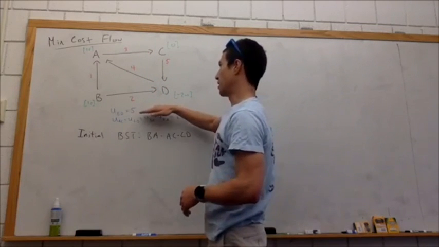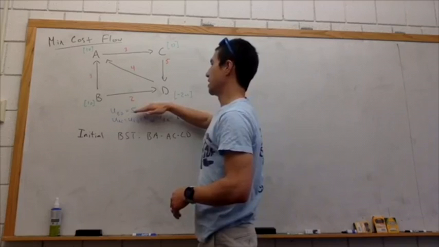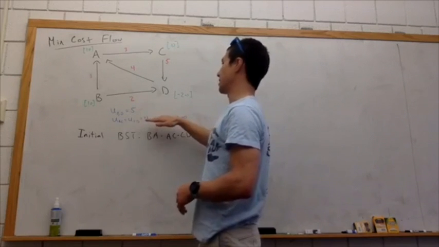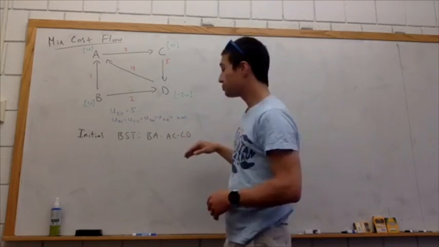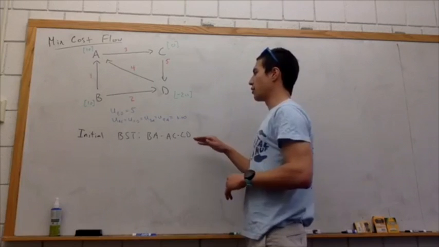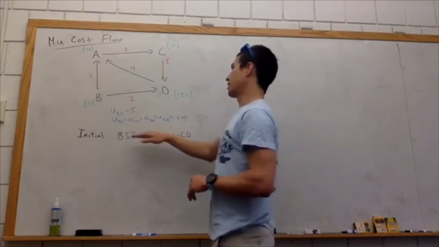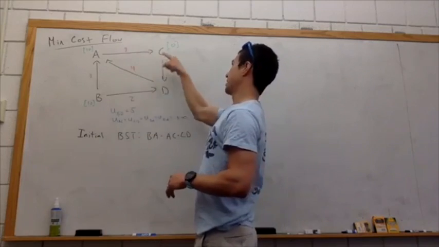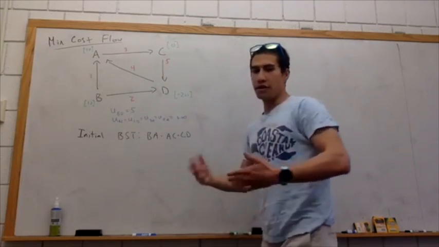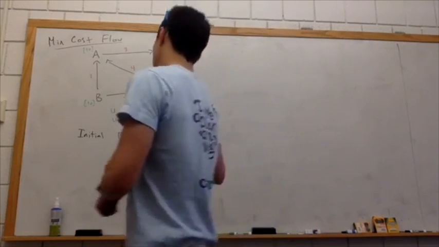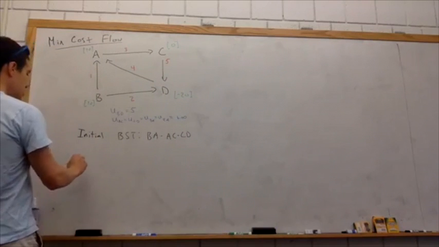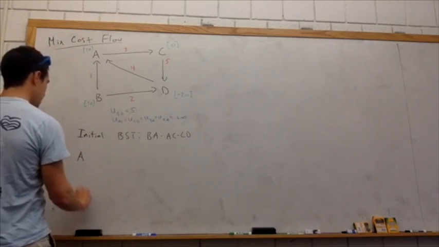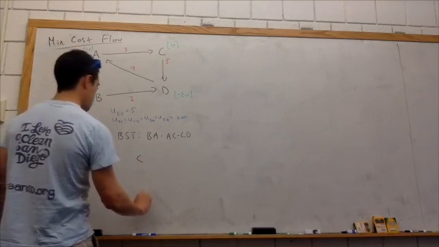And we're also given that the capacity for edge BD is 5, and the capacity for the rest of the edges is infinity. Okay, so we're going to do this using the network simplex method. We're given that this initial basic spanning tree is going to be BA, AC, CD. So let's calculate what our initial basic feasible solution is. And it's easy to do that since this is a tree.